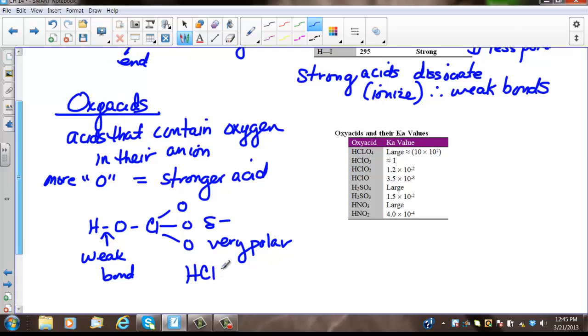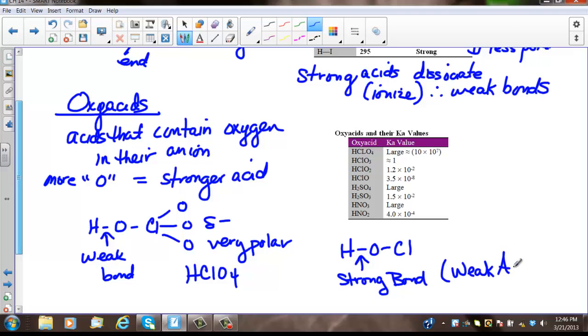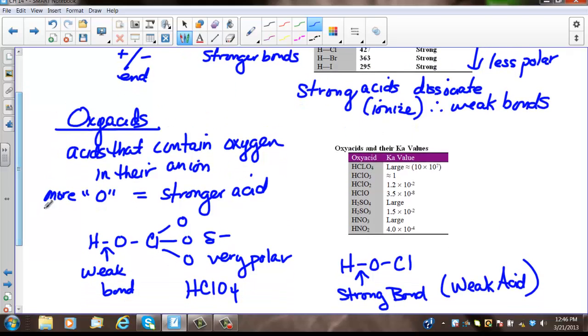This was HClO4. Let's compare that to HOCl, in which here, this is a very strong bond, but it is a very weak acid because it does not dissociate in water. Where here, this was a very strong acid, so it will dissociate in water and therefore weak bonds.